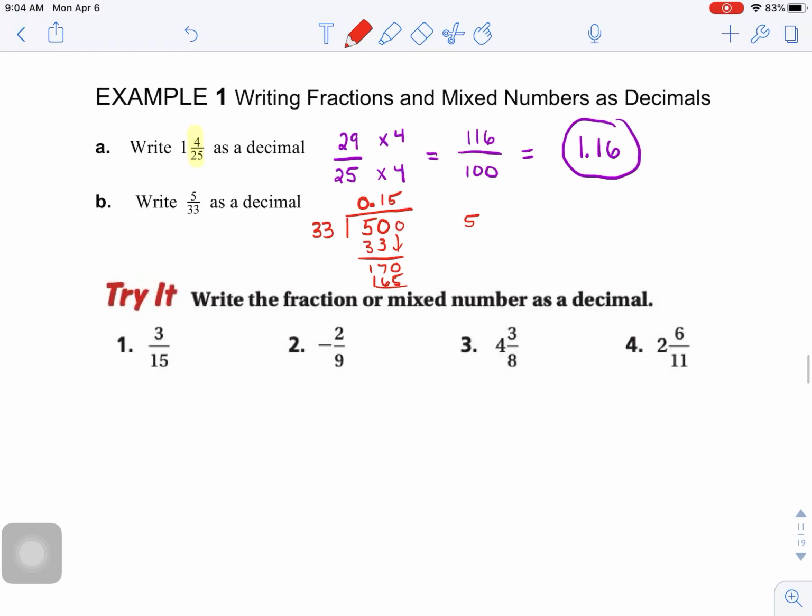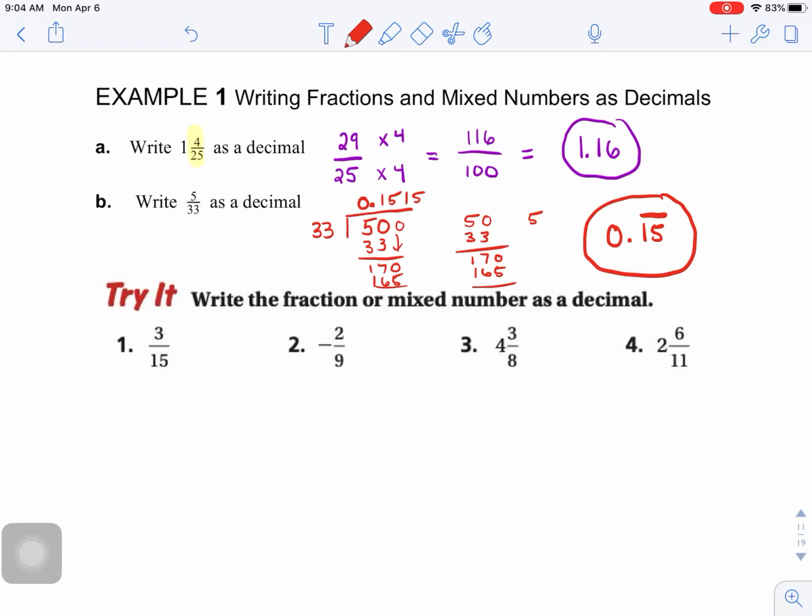It doesn't go in, you get 0. Add our 0, it goes in once, you get 33. Subtract, you get 17. Add your 0. It goes in 5 times. You get 165. Subtract. You get 5. You're going to notice that this pattern repeats. So my answer would be 0.15 with the 1 and 5 both repeating. So that repeating sign goes over both pieces.